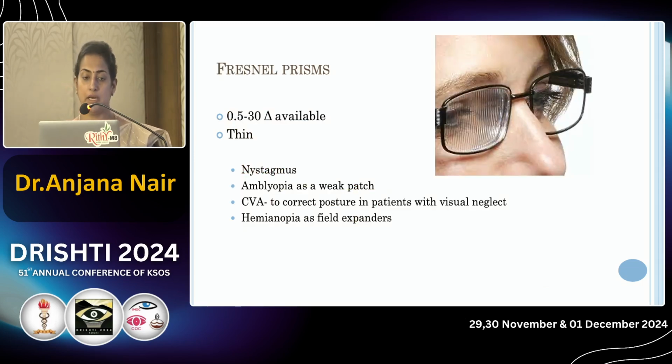Now coming to Fresnel prism. Fresnel prism has the advantage of being very thin, and you have it in a wide range of powers ranging from 0.5 to 30. It can be used in nystagmus, in stroke patients, in hemianopia, etc.